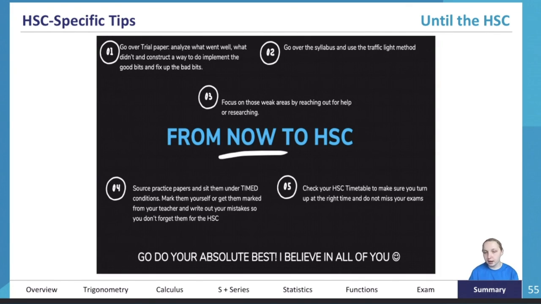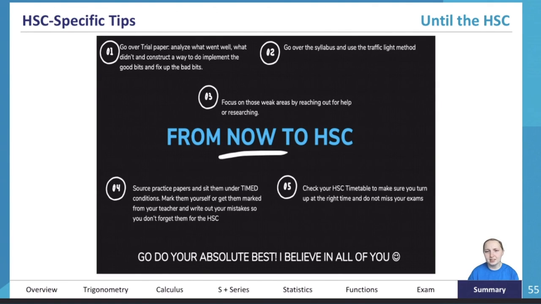Reach out for help, whether it's your teacher, your tutor, a textbook, the internet, do some research on how to answer particular questions. You want to source your practice papers and sit them under timed conditions. Mark them yourself or get them marked from your teacher so you can write out mistakes. Focus on the mistakes you make in those exams so that you can correct them before the HSC.